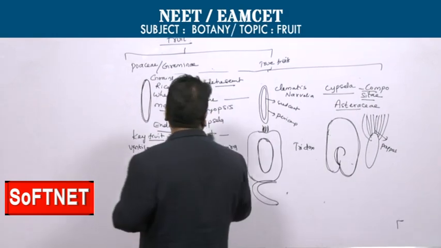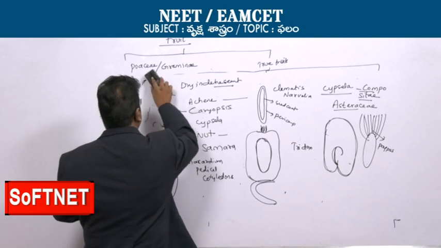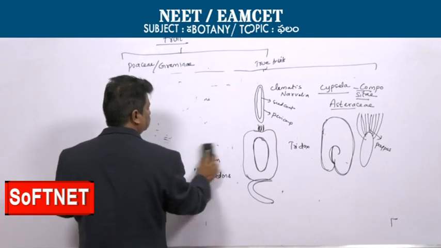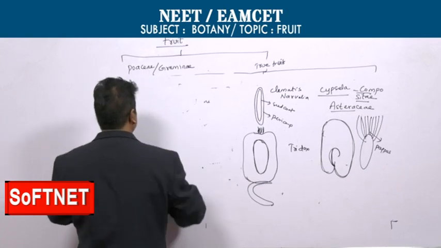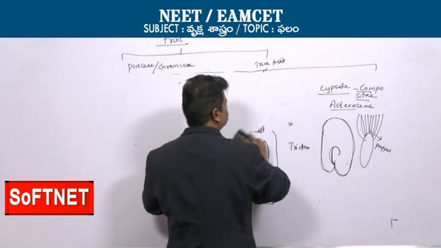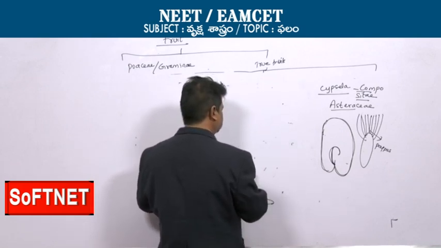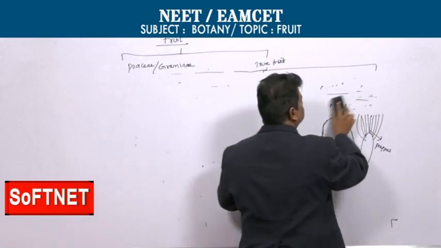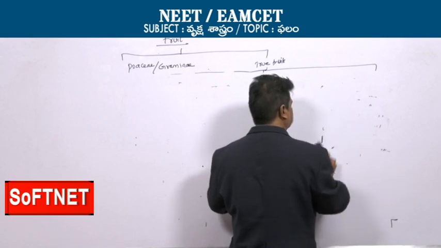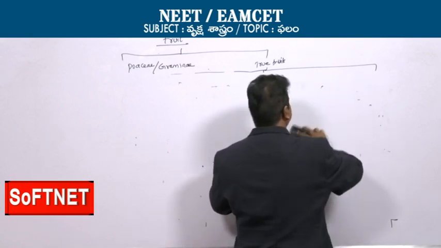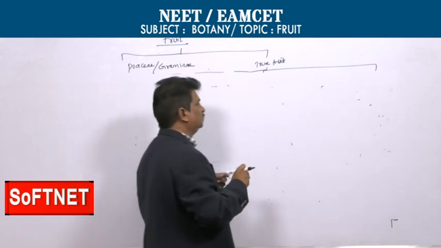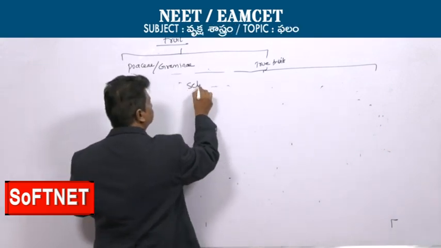So these are dry indehiscent fruits. The first one is dry dehiscent, the second is dry indehiscent fruits, and the third one is schizocarpic fruits. Schizocarpic fruits means these fruits show both dehiscent and indehiscent characters. If a fruit shows dehiscent and indehiscent characters, such fruits are called schizocarpic fruits.